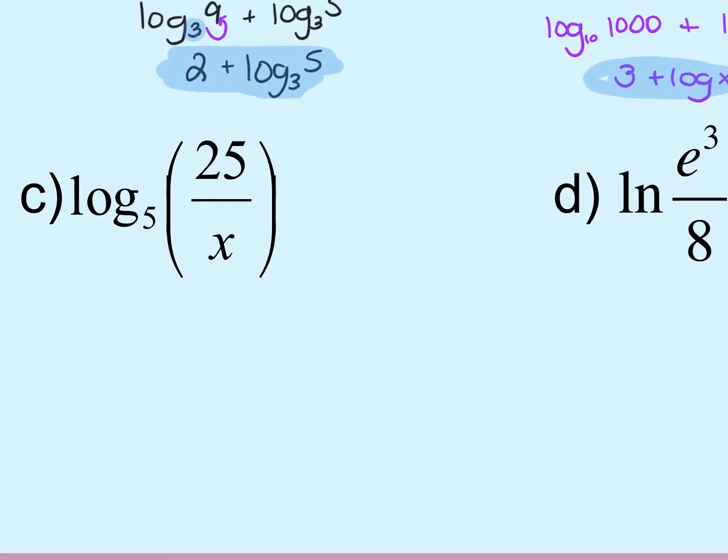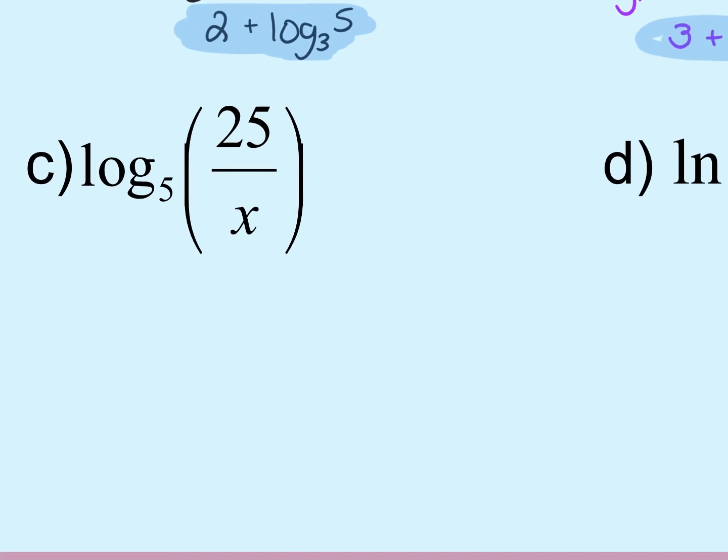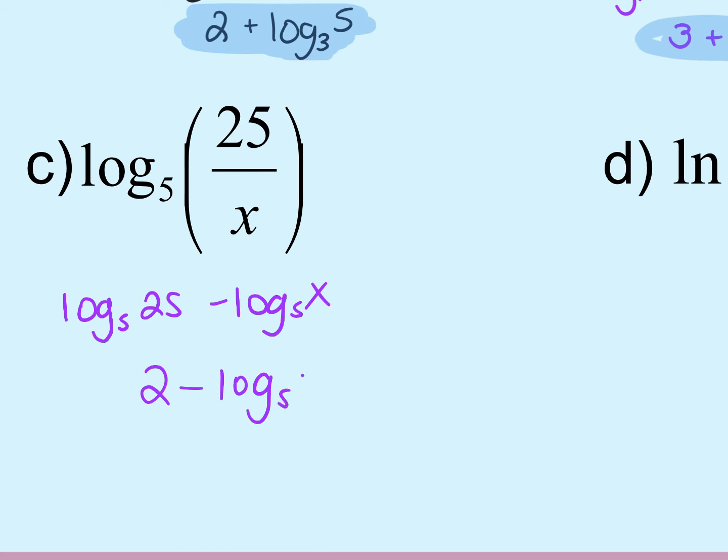Now I've got a fraction, right? So what happens here when I split it? It's subtraction. So this is log base 5 of 25 minus log base 5 of x. Can I simplify either of those? Yeah. Which one? Good. Log base 5 of 25 is 2. Wait, why did you write it? 'Cause it's a fraction. So multiplication is addition, subtraction, or division is subtraction.